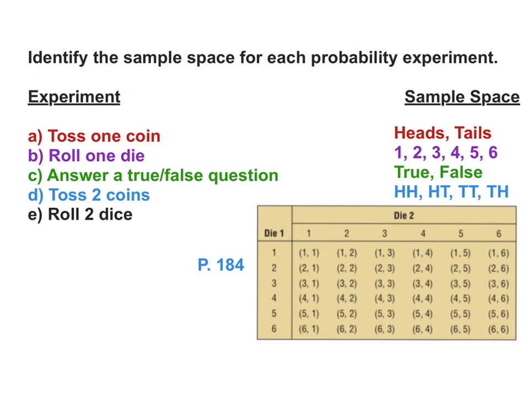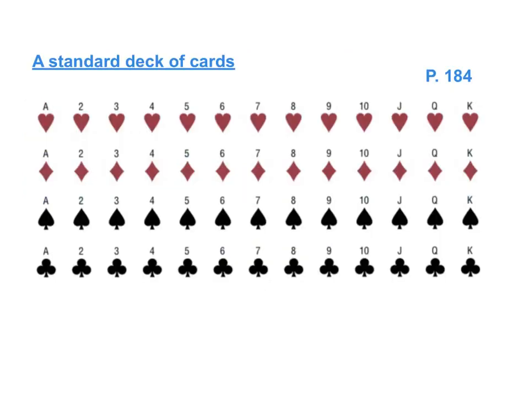On the topic of gambling and casinos, one of the other things we need to be clear on is a deck of cards. Hopefully you still play cards. I don't know if teenagers even know what cards are anymore, but like a playing deck of cards. This is also on page 184. Every standard deck of cards consists of 52 cards. There are 4 suits: the hearts, diamonds, spades, and clubs.